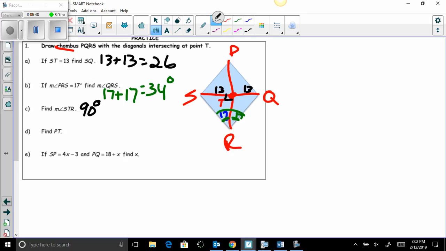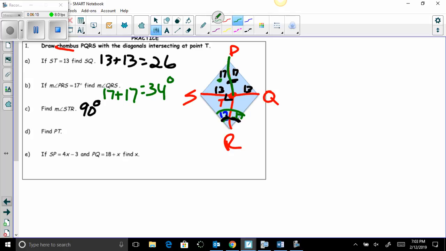PT, where is PT? All right, how am I going to find PT? Well, I know if this angle is 17, this angle is 17, don't these two angles appear to be 17? And isn't PT this part right here? Well, think about it. I got a little triangle right here.